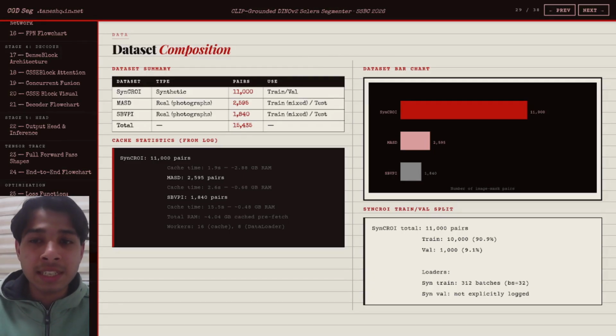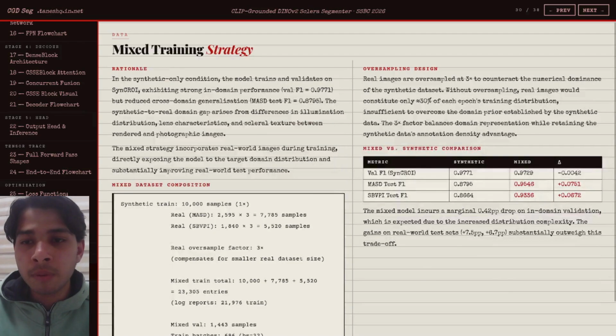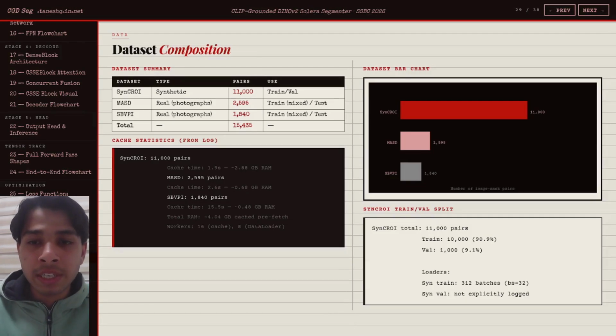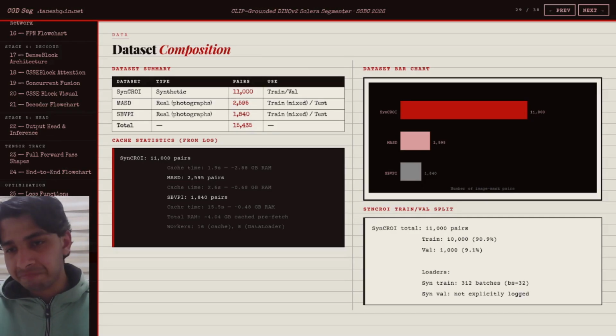The cache statistics at the bottom are from the actual training log. We preload all 4 gigabytes of the data into RAM before the training starts, which is why a training batch only takes about a quarter of a second.